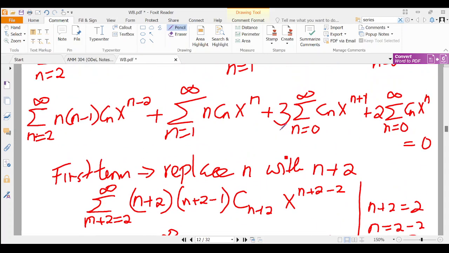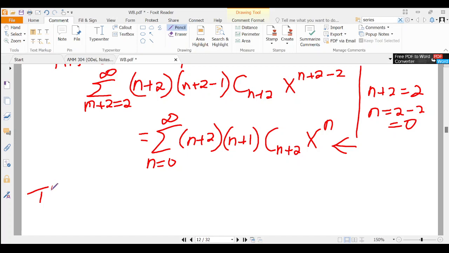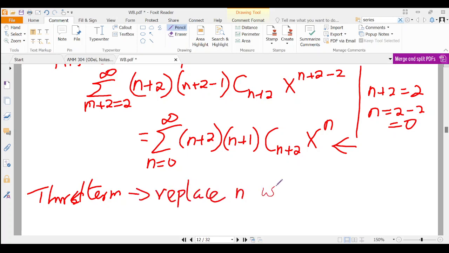Now, we are not going to do anything to the second term because the power of x is n here. But for the third term, we see the power is n plus 1. We need to reduce this power to n. So we're going to replace n with n minus 1. So for the third term, I'll replace n with n minus 1.